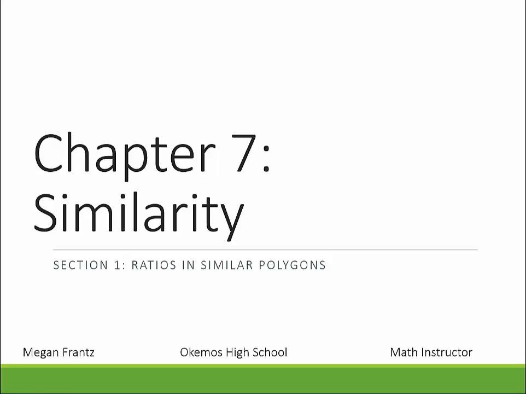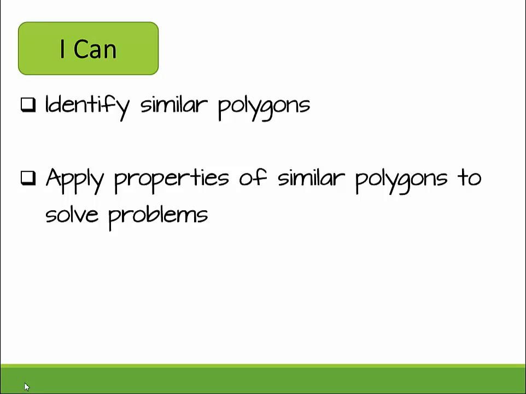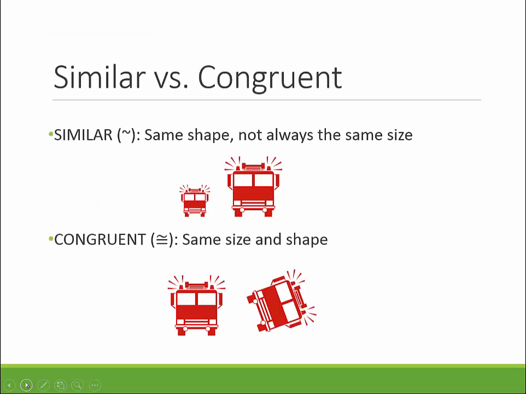Chapter 7, Section 1 is about ratios and similar polygons. So by the end of this lesson, you should be able to identify if polygons are similar and apply those properties to solve some problems.